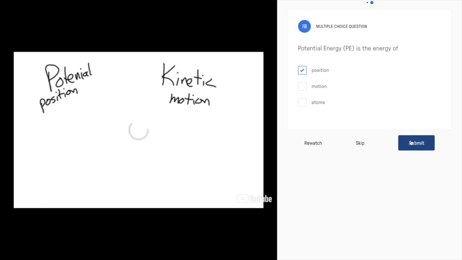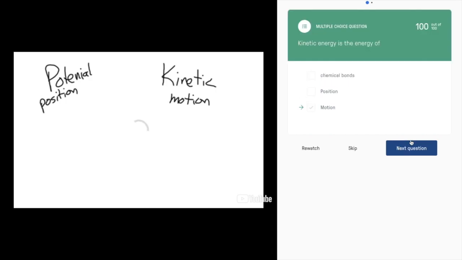I will click submit. On the first question, you got it right. Kinetic energy is the energy of motion. How about the second question? Again, you got it right. Potential energy, or PE, is the energy of position. Very good. Let us continue.